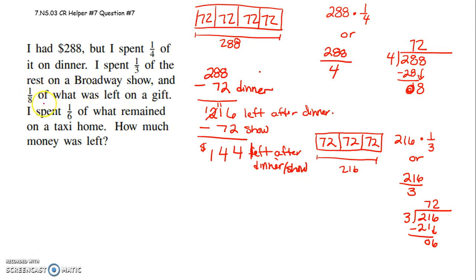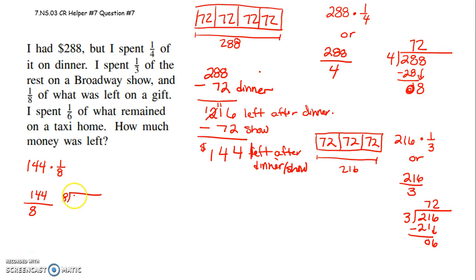And 1/8 of what was left you're going to spend on a gift. Okay, so now we're down to $144, and you're going to spend 1/8 of that on a gift. Again, I can make a tape diagram, or at this point, hopefully you see you can multiply that by 1/8. Multiplying by 1/8 is the same as just dividing by 8. So that's what I'm going to do.